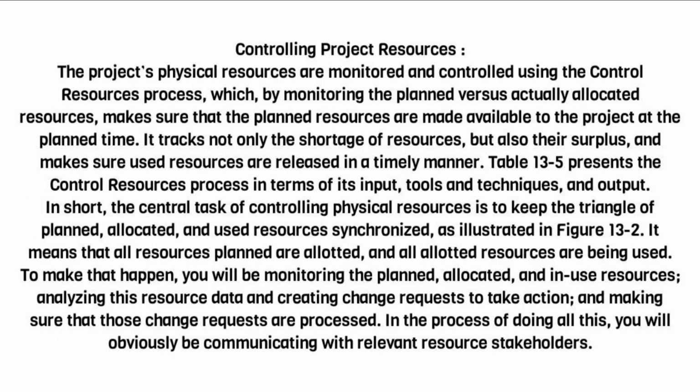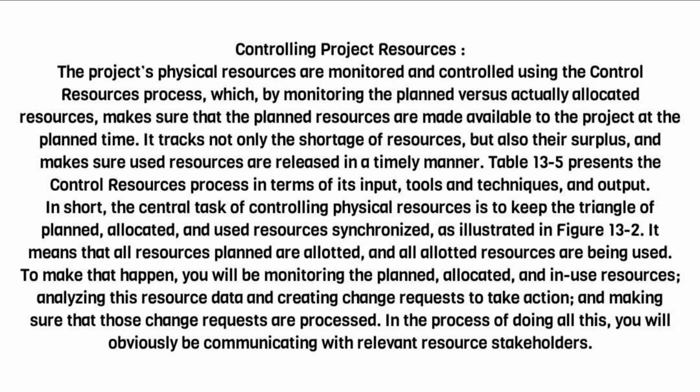Controlling project resources. The project's physical resources are monitored and controlled using the control resources process, which, by monitoring the planned versus actually allocated resources, makes sure that the planned resources are made available to the project at the planned time. It tracks not only the shortage of resources, but also their surplus, and makes sure used resources are released in a timely manner. Table 13.5 presents the control resources process in terms of its input, tools and techniques, and output.